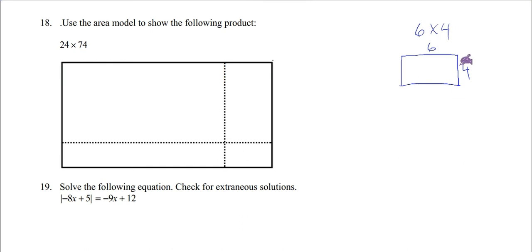Or you could go the other way. 4 squares like this can fit along this side, and we can fit six of those groups of four, six groups of four. So four groups of six, six groups of four. We get to see what multiplication is, like it represented physically.